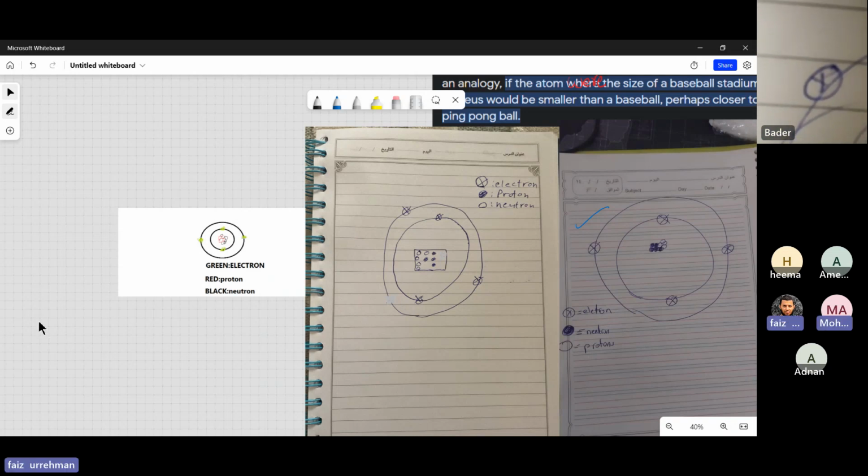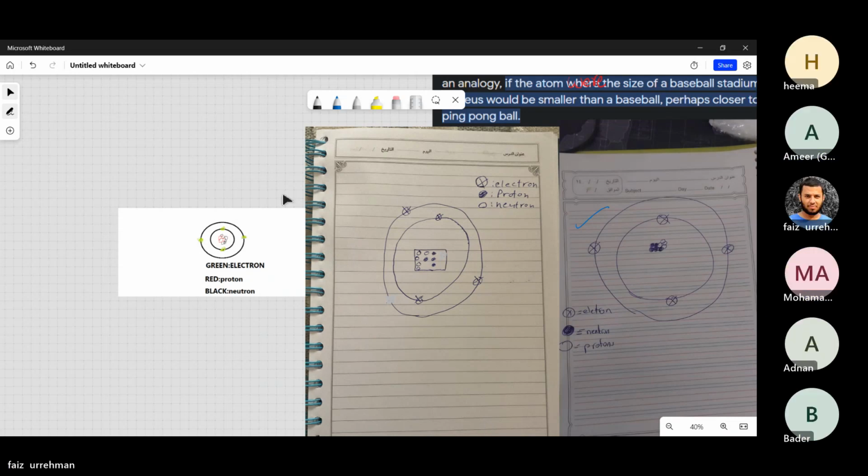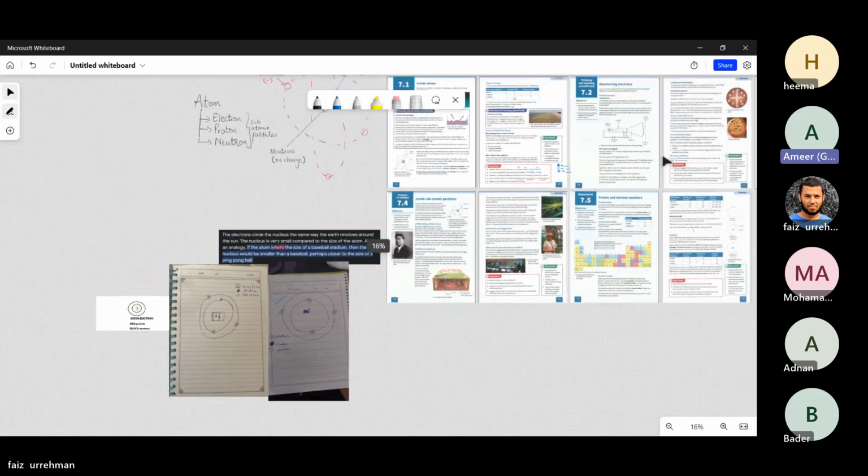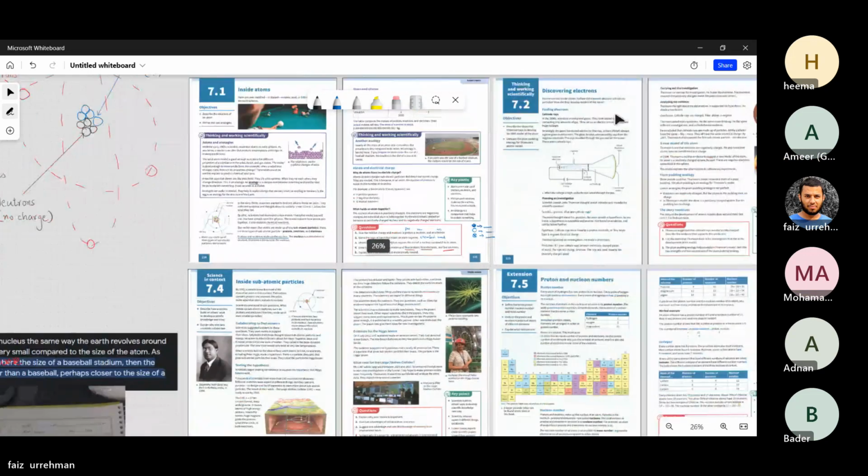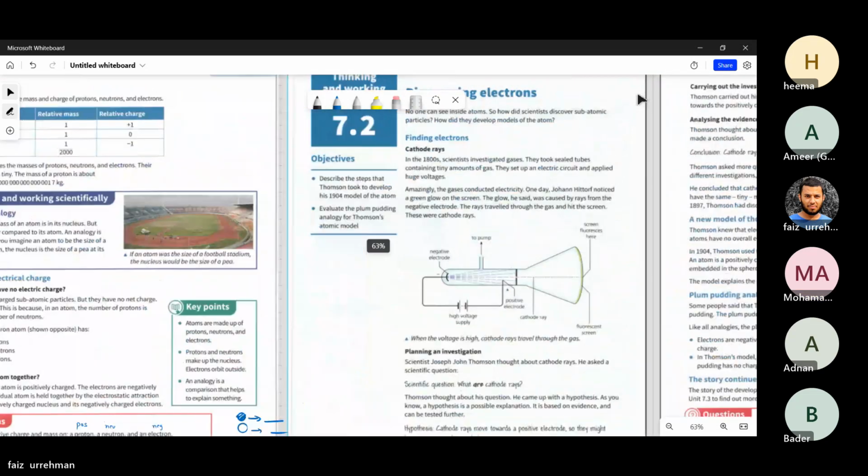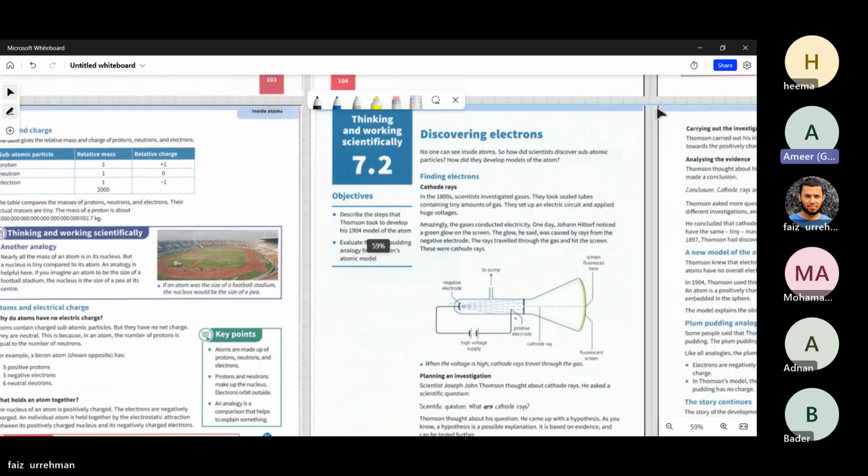He's maybe trying to show us the actual electrons. That's why he's zooming that in. Maybe he's showing us the microscopic view of the electrons on his notebook. Yes, brother, let's continue. Okay, let's continue.